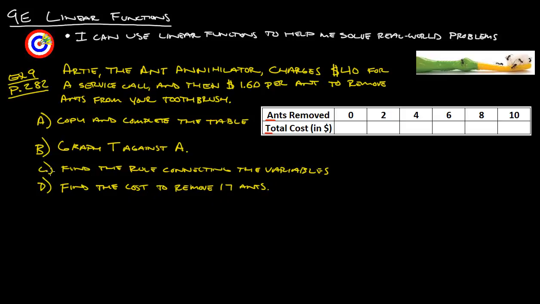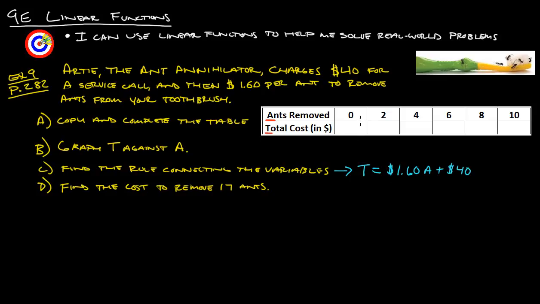Okay, honestly, I really find the easiest thing to do first is to find the rule that connects the variables. So I'm going to do that first. So T against A, so ants removed and total cost. So T for total cost is going to equal the number of ants removed. He charges $1.60 times every ant removed, and he charges $40 just to show up. So there's our rule connecting the variables.